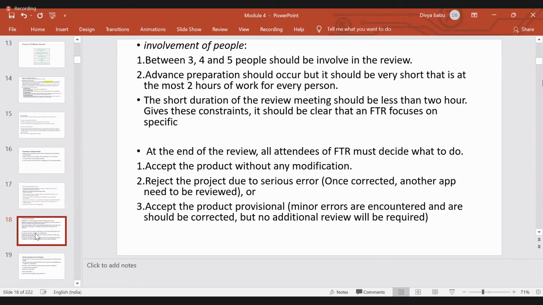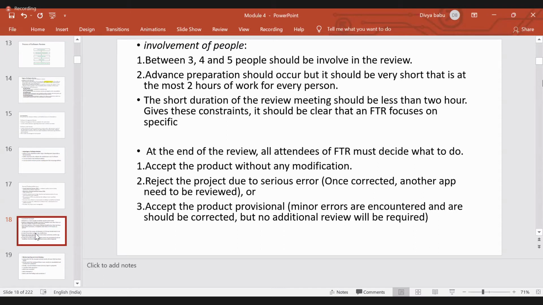Then involvement: generally 3, 4, or 5 members should be there in the review panel. And we need advanced preparation. We should learn about the system. Then only you can judge and evaluate the system. The meeting time is also a maximum of 2 hours, because we conduct these formal technical reviews very frequently. The number of times we conduct the review is important. That's why the duration is shorter.